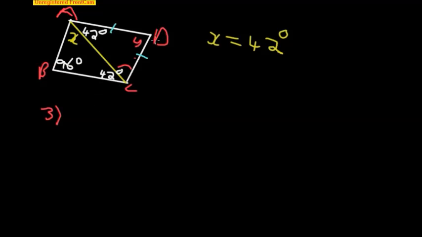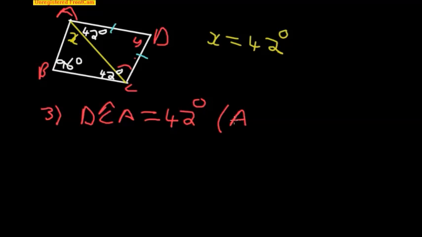So we can say angle DCA equals 42 degrees, and our reason will be AD equals DC.